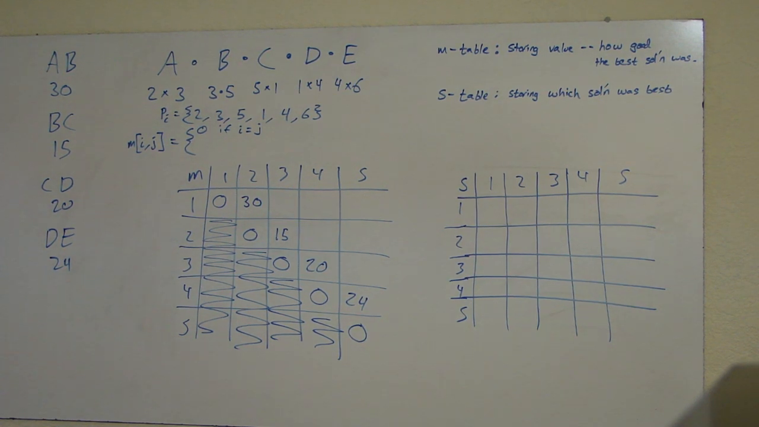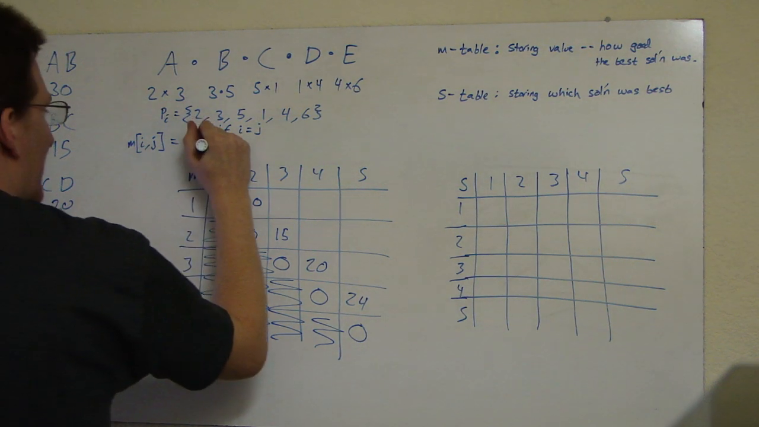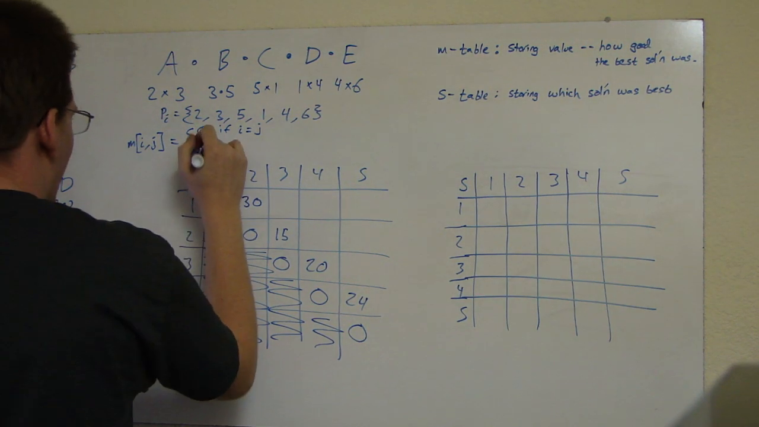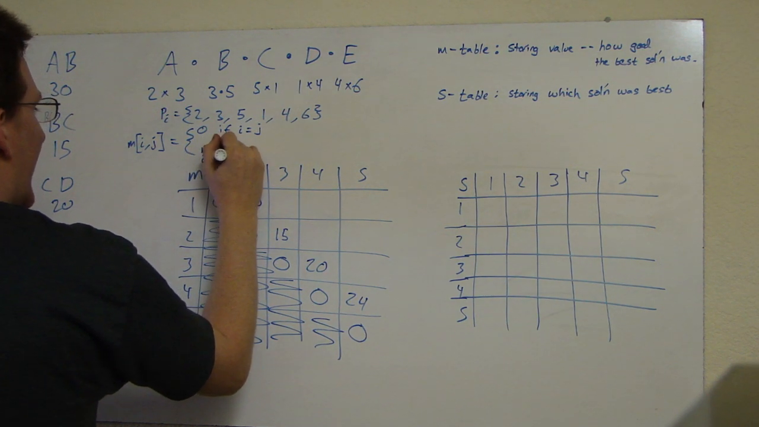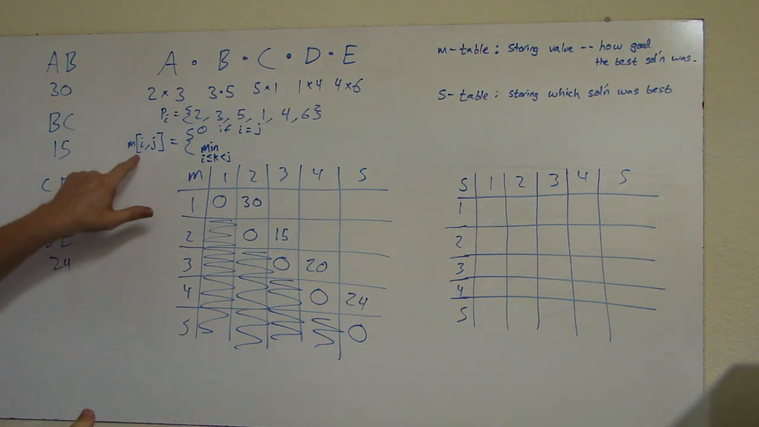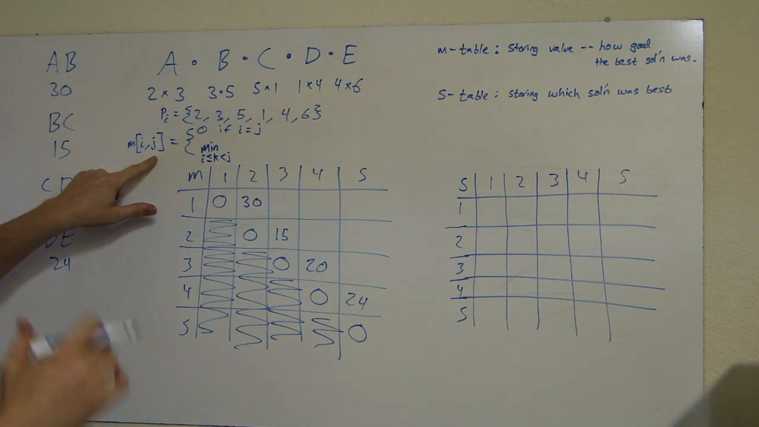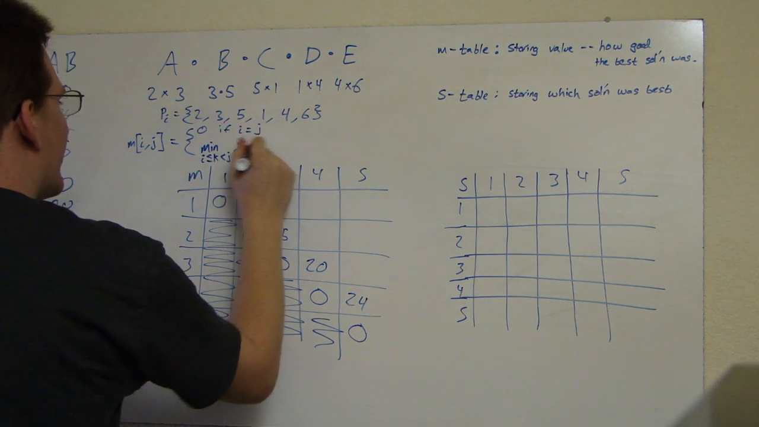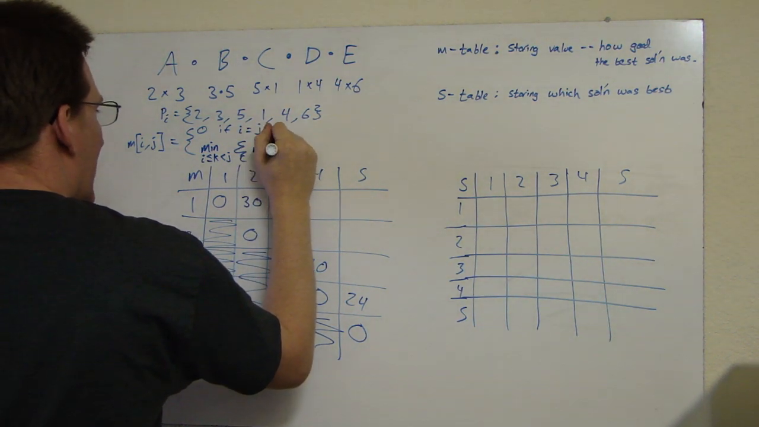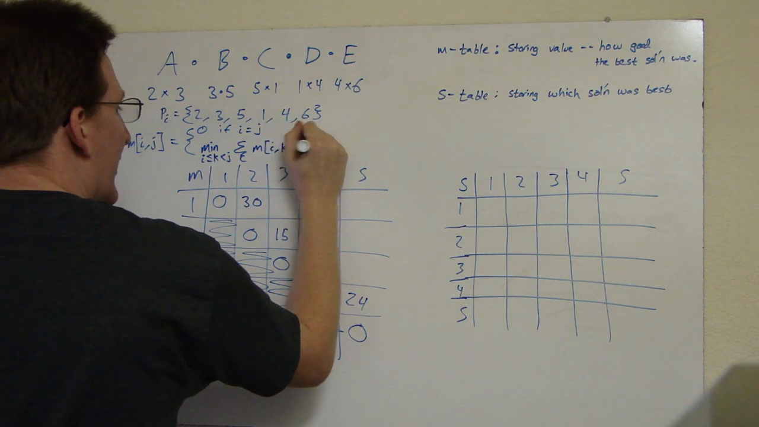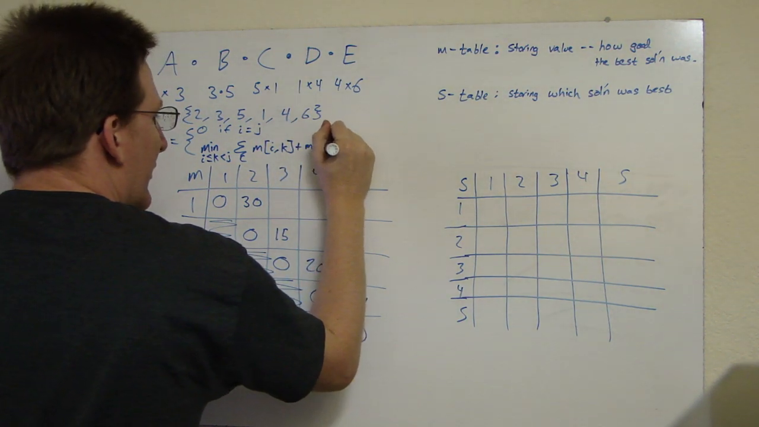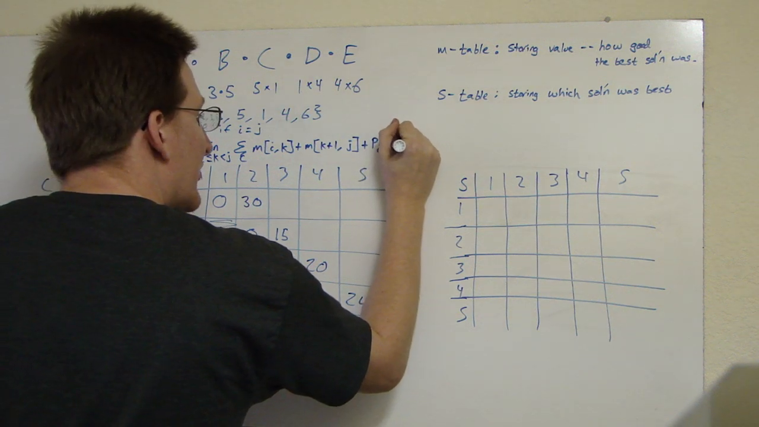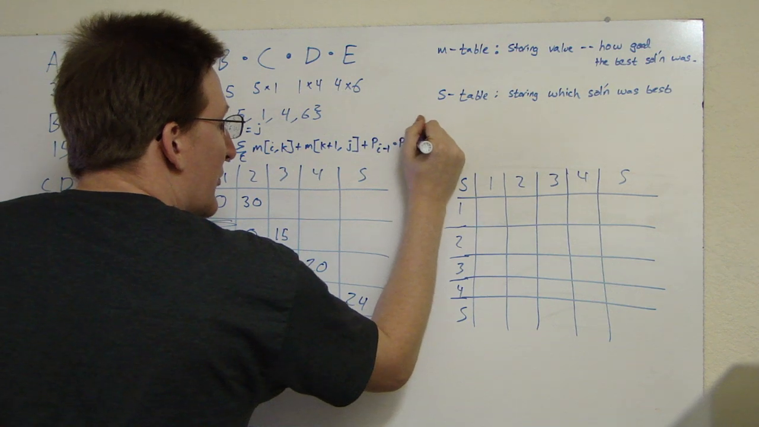So the formula that he gives you says that you're going to take the minimum of a set of items, and he's defining a new variable k, where he says that i is less than or equal to k, which is less than j. So basically he's creating a variable k that starts at i and goes up to j, but doesn't actually reach j. And then the value that you're trying to find the minimum of is defined as m of i k plus m of k plus 1 j plus p of i minus 1 times p of k times p of j.